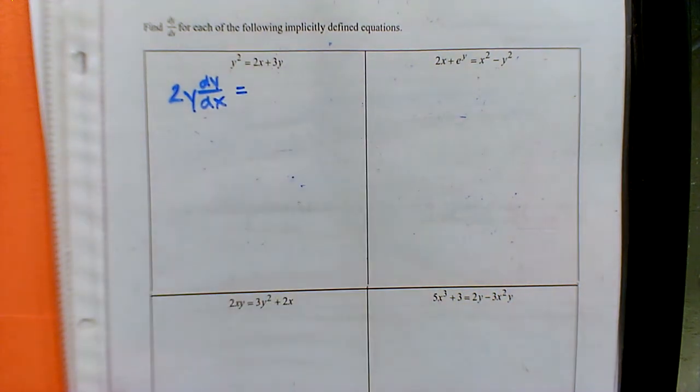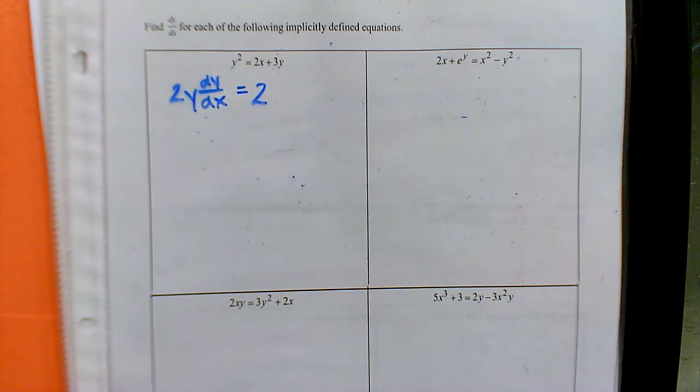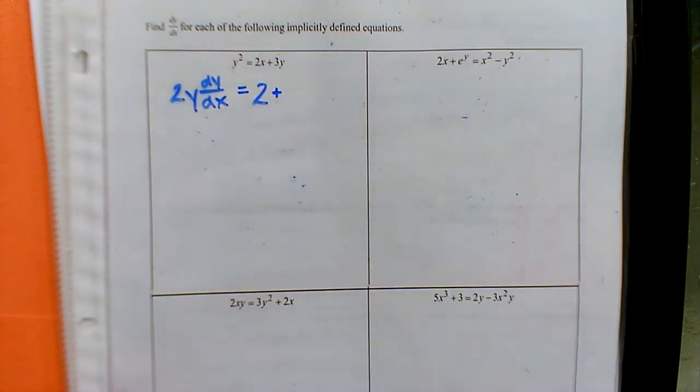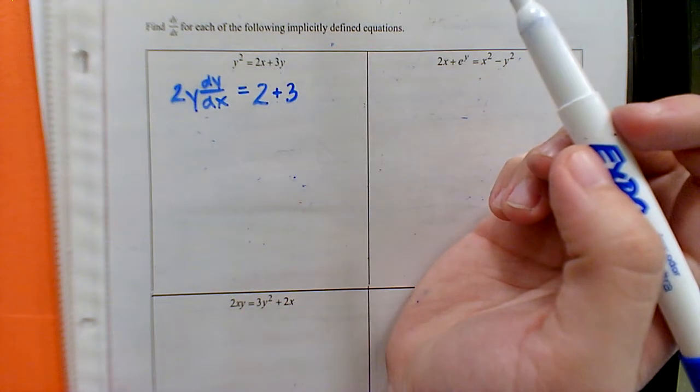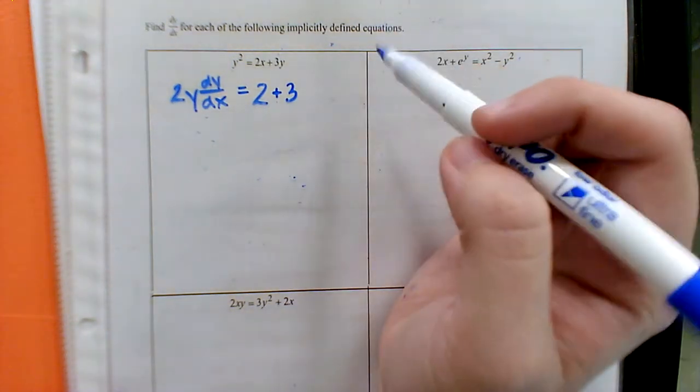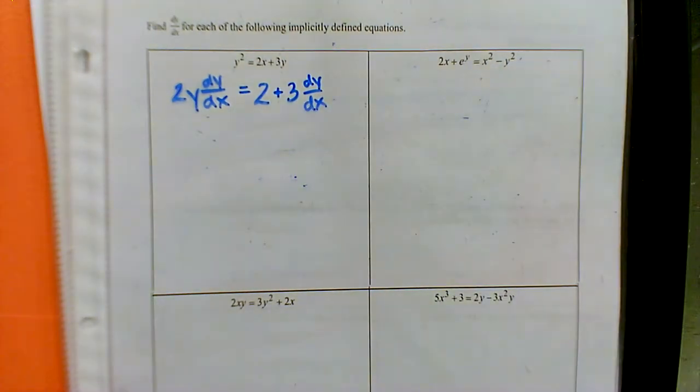Let's move on to the next term, the derivative of 2x. We just have 2. Moving on to the next term, the derivative of 3y. Are we thinking 3? Okay, but we took the derivative of a y variable, so we need another dy over dx. Are we okay with that initial setup?